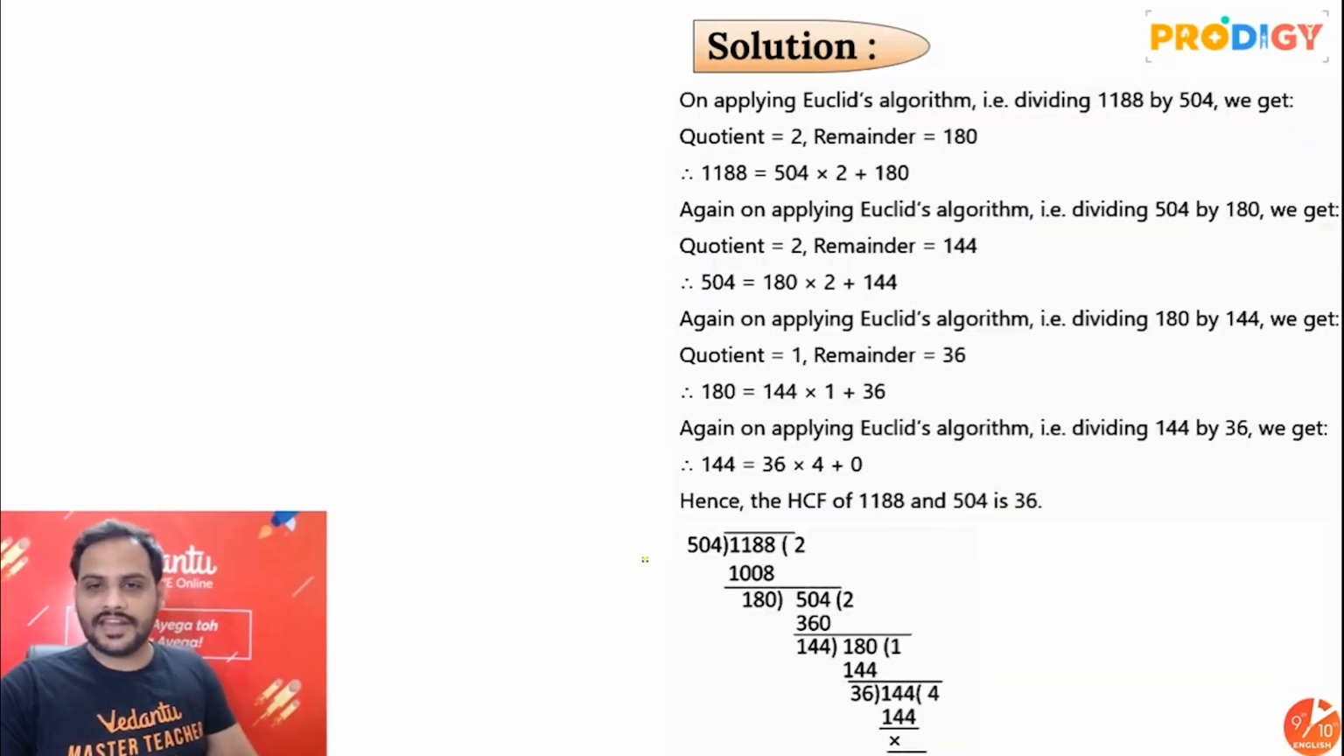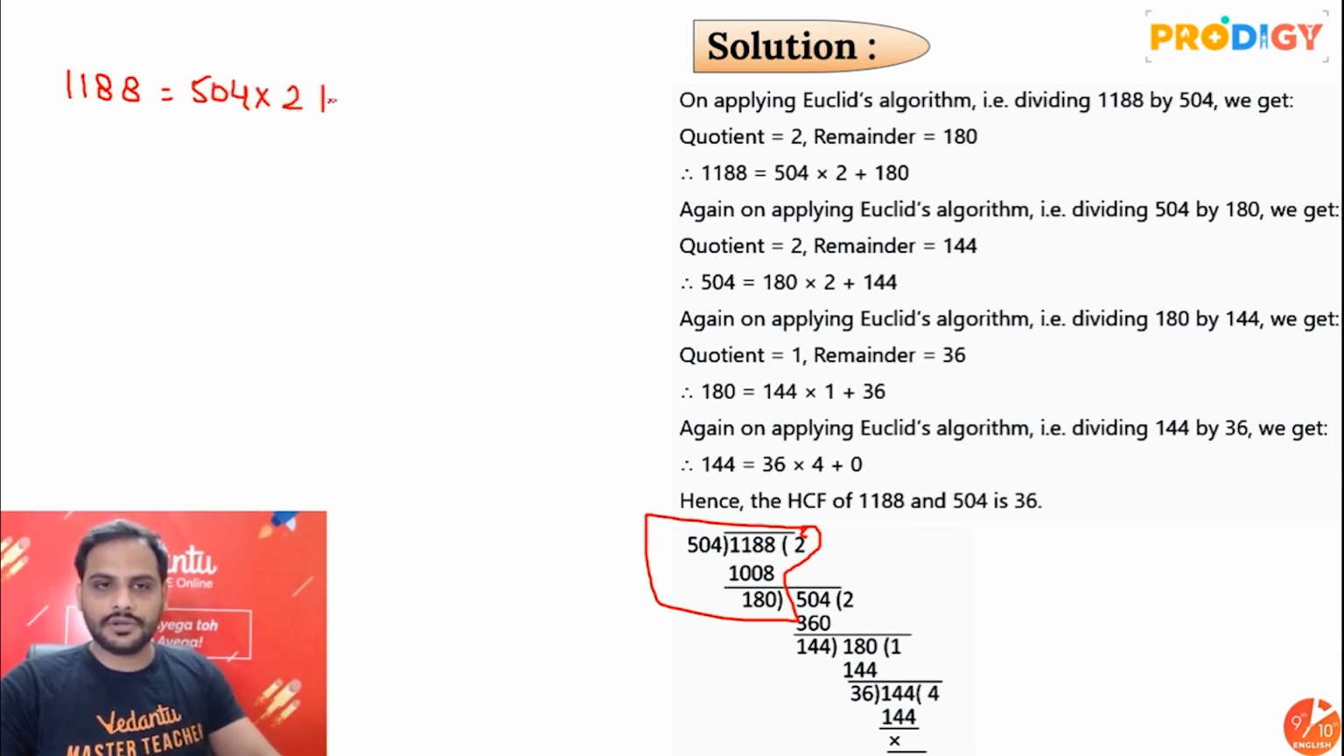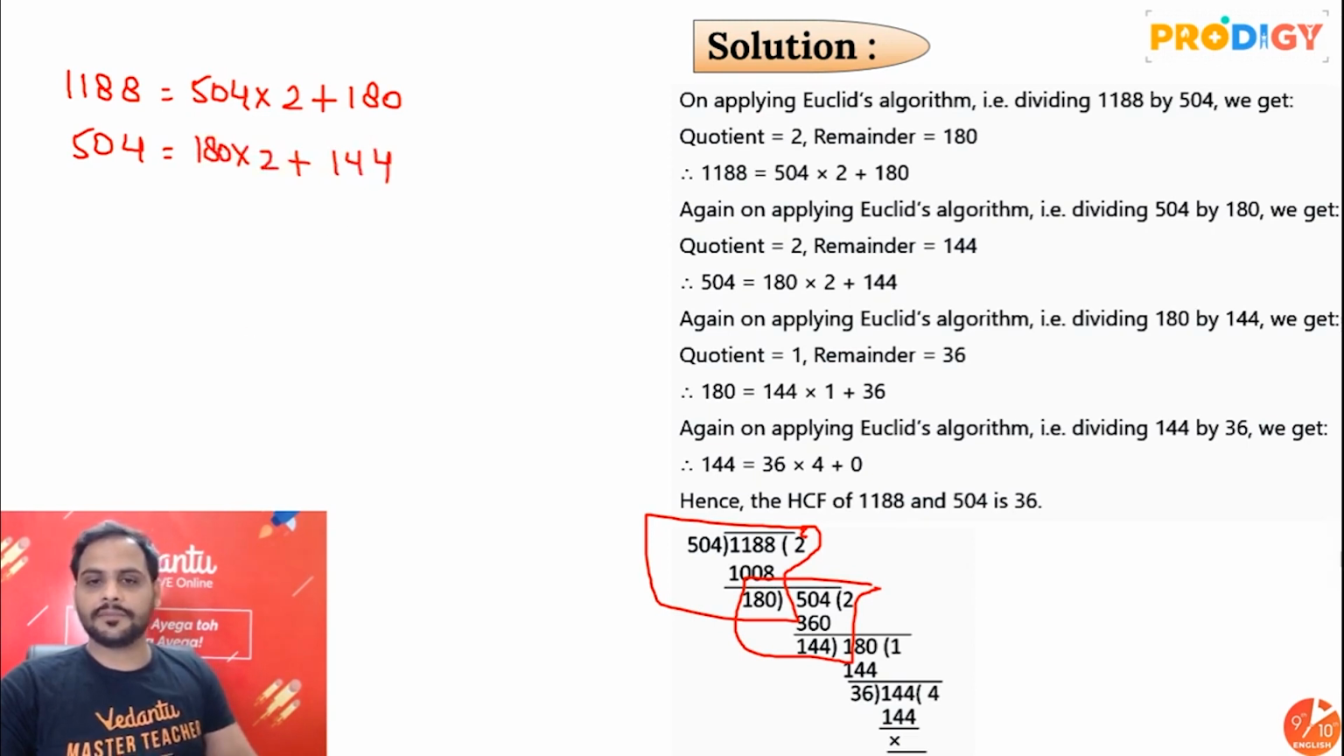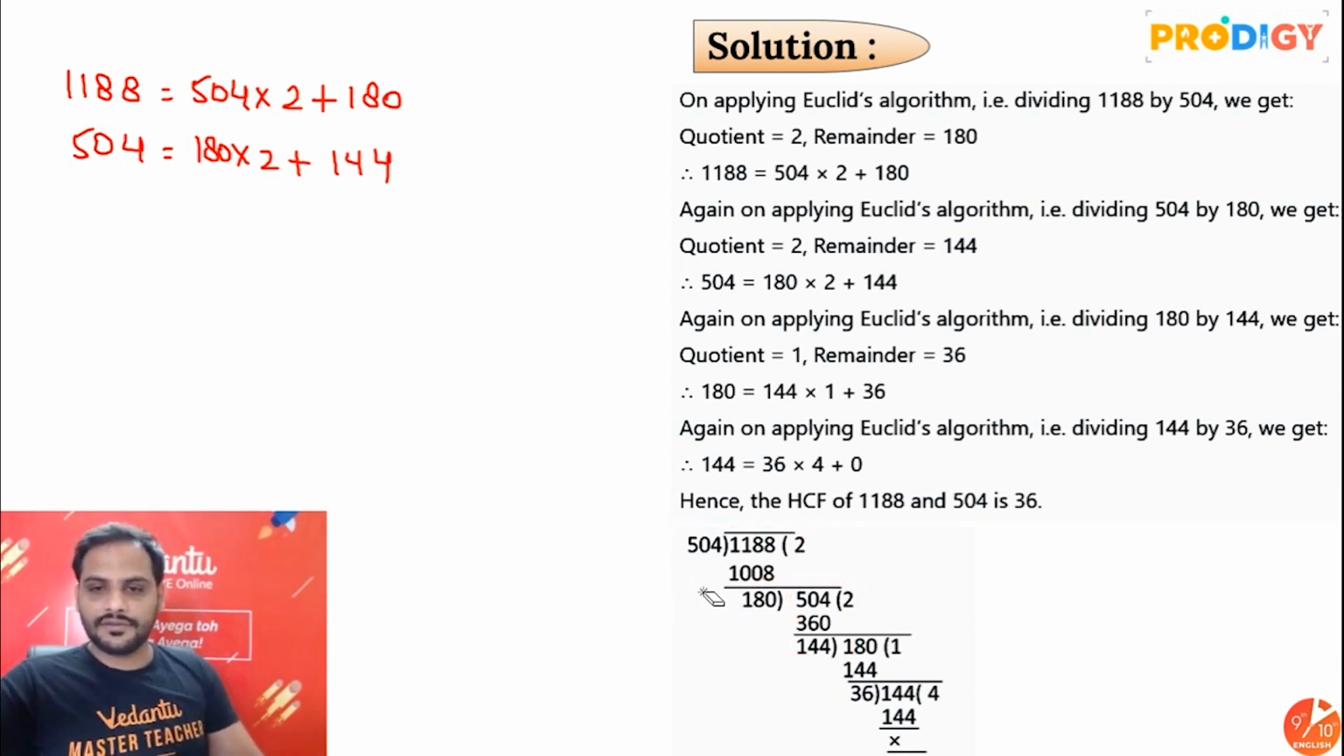Similarly, you can solve the second one also. I'll just show you directly over here. Now you must be thinking, sir, how are they writing this form? Writing this form is very easy. Look at this first division: 1188 is your a. So 1188 I can write as 504 into quotient 2 plus remainder 180. Then look at the second division: 504 is the dividend, equal to divisor into quotient plus remainder. Same thing. So writing in this Euclid's division lemma form is very easy. We'll keep doing this division, and at the end we get 36 as our HCF. Easy question. I think all of you can do this HCF question.